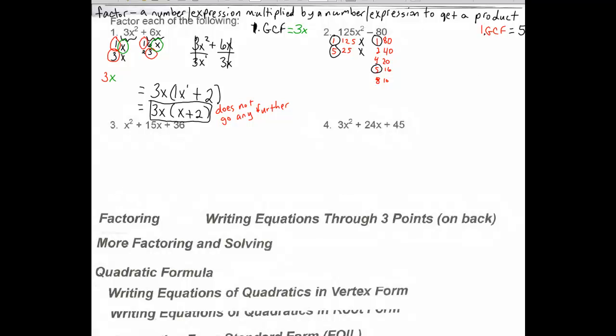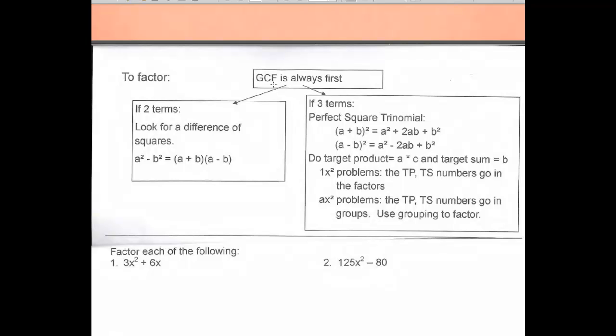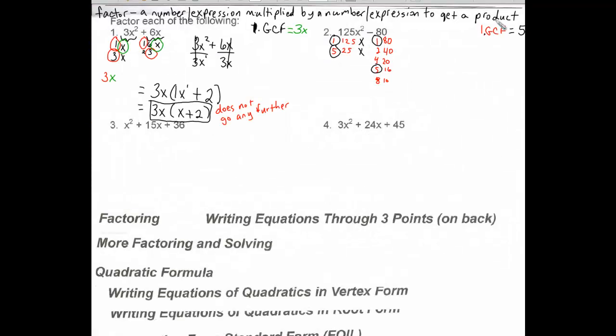Now let's go back to our notes for just a moment. Our notes say always factor the GCF first. After that, look for two terms. So if it is a difference of squares, in other words, the a term is a perfect square and the b term is a perfect square, then we have the form a plus b times a minus b. So let's pull out our greatest common factor. I have 125x squared minus 80. Divide each term by 5. 5 goes into 125, 25x squared times, and 5 goes into 80, 16 times, leaving negative 16.